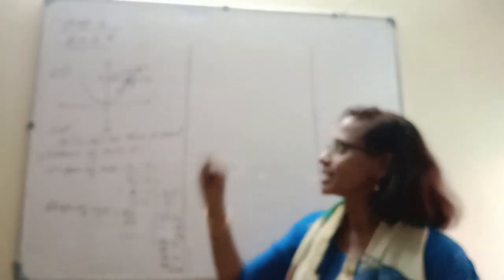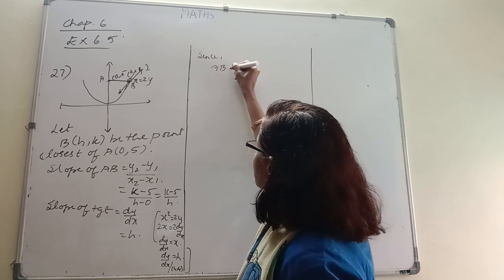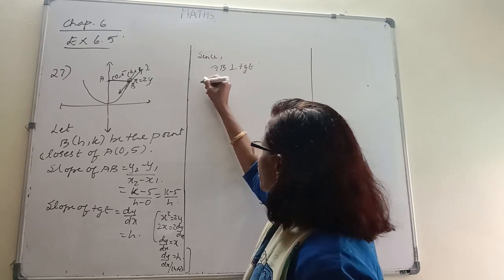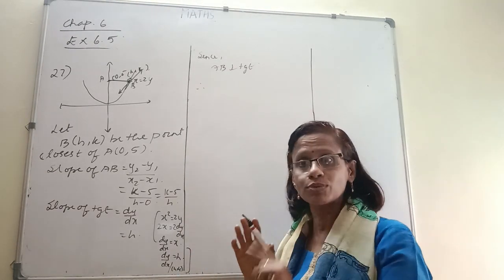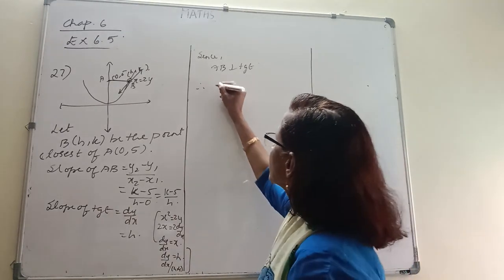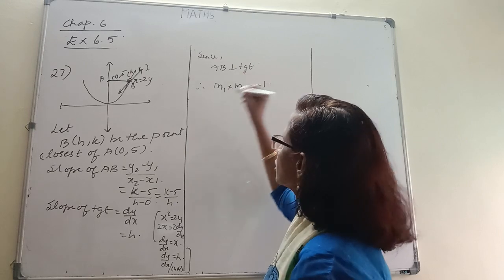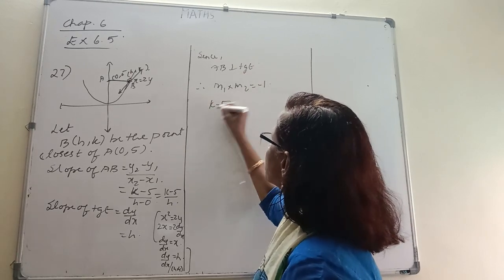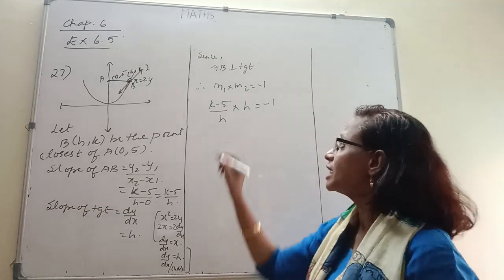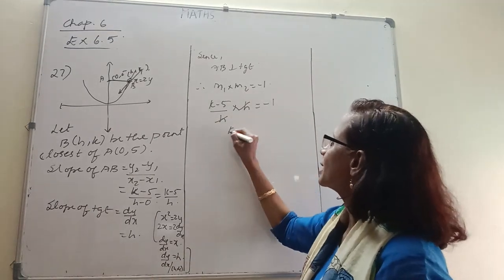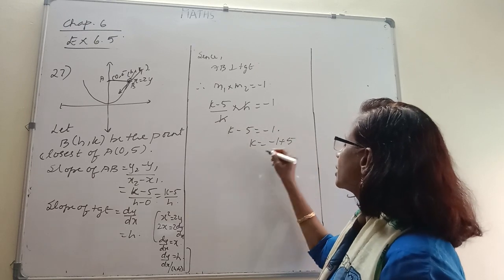So we can write that since AB is perpendicular to the tangent, the product of the slopes will be -1. We know it, m1 times m2 is -1. So m1 for us is (k minus 5) over h, and m2 for us is h, and the product is -1. Conveniently for us the h is cancelling. k minus 5 is -1. k will become -1 plus 5, which is 4.